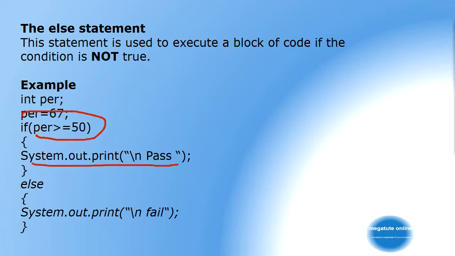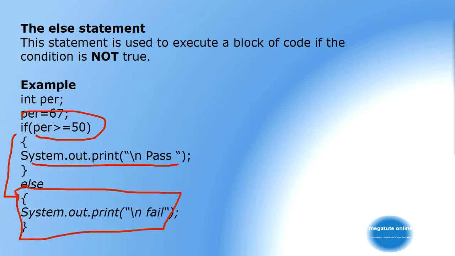Otherwise, if this condition does not happen to be true, then this set of code is executed. So this block is executed. So else will be executed if the condition is false. But this block, which is just adjoining the if condition, will be executed if the condition is true.